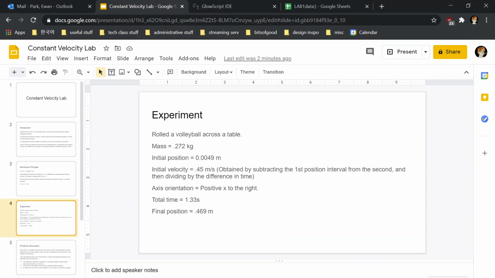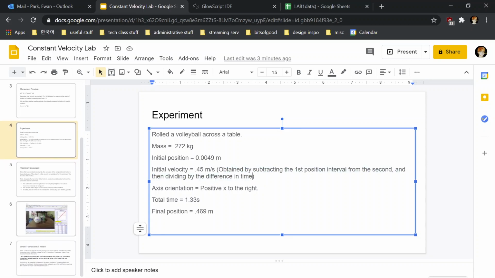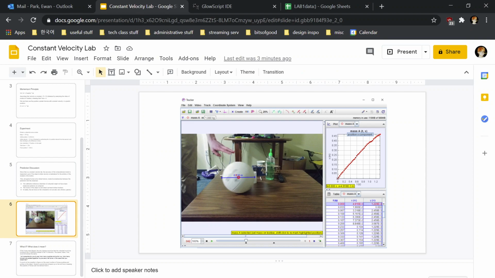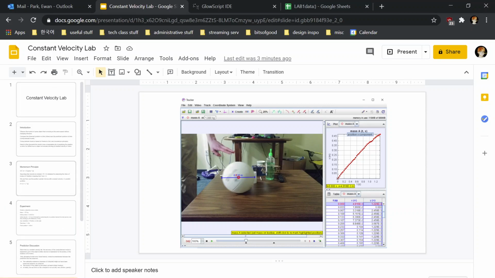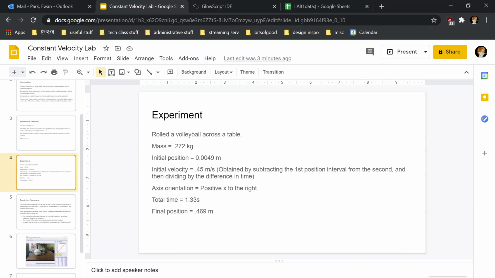Here are some details of the experiment. I rolled a volleyball across the table, that's about it. The most important thing is how we obtained the initial velocity. As seen here, I took the first interval of position and time, subtracted the initial, and divided that by the change in time to get the initial velocity. And also our axis, positive x, was to the right.